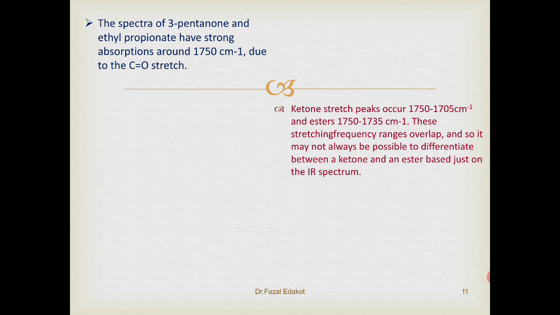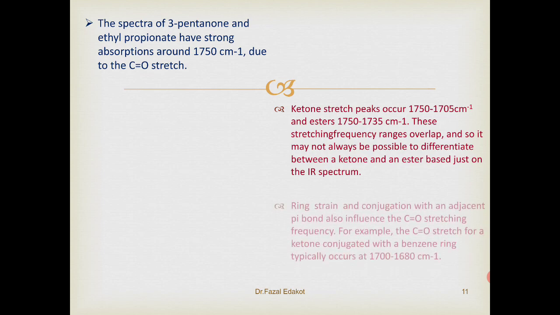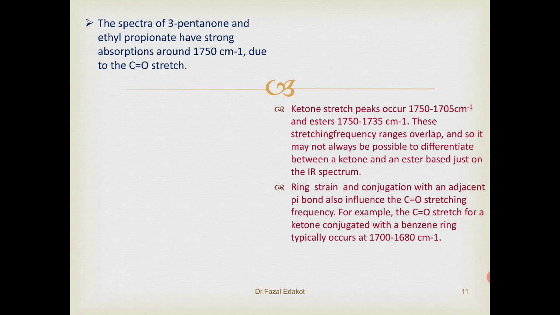based just upon the IR spectrum. That means only with IR you cannot discriminate ketones and esters. The ring strain and the conjugation with an adjacent pi bond also influence the CO stretching frequency. For example, the CO stretch for a ketone conjugated with a benzene ring typically occurs at 1700 to 1680. So it decreases the value.